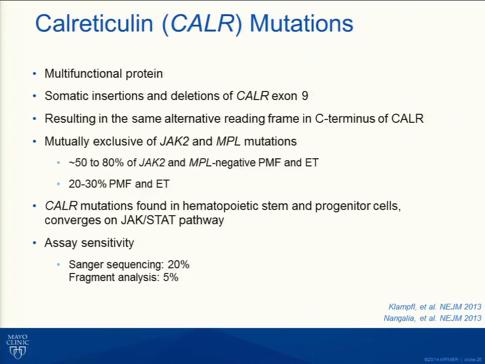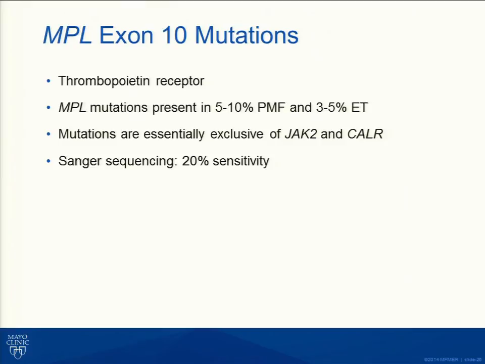MPL exon 10 mutation is seen in 5 to 10% of PMF and 3 to 5% of ET, essentially mutually exclusive of JAK2 and CALR. It's commonly done by Sanger sequencing with a 20% sensitivity.